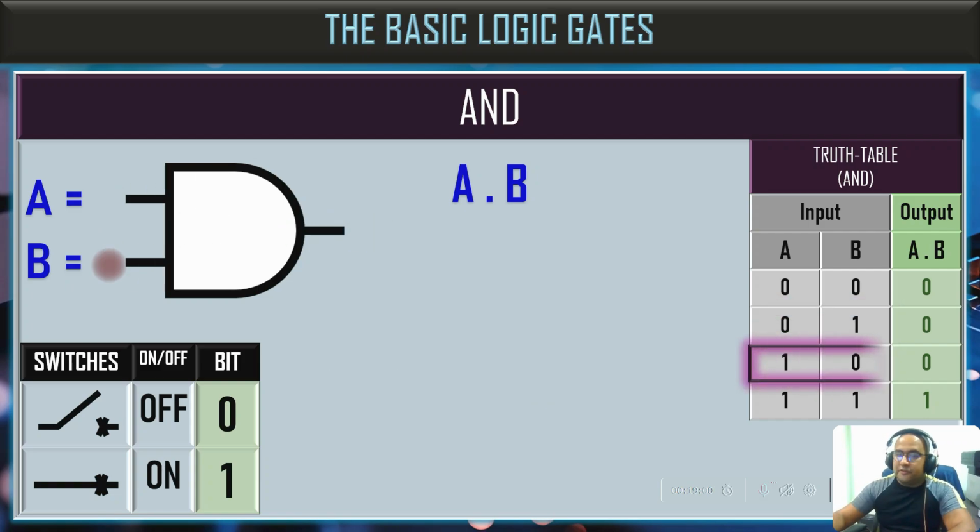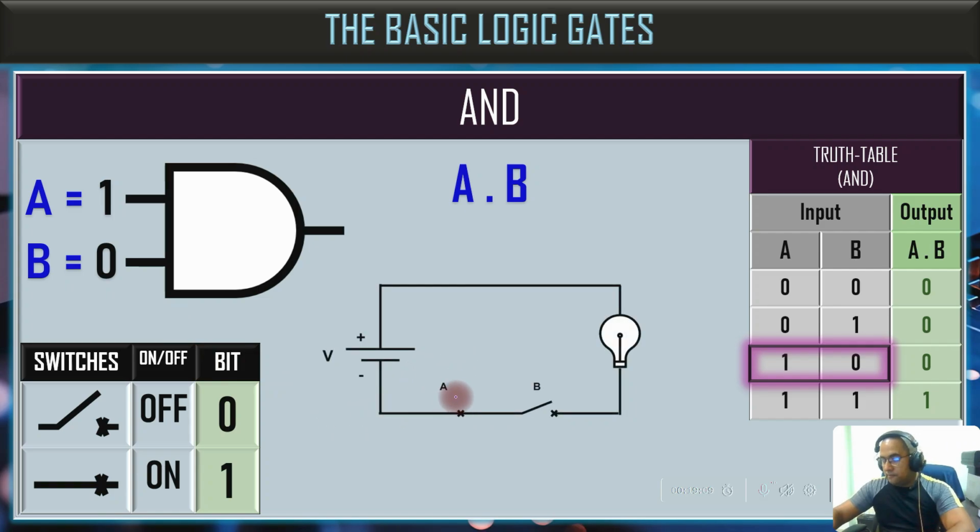Let's try the third combination, 1 and 0. Input A equals 1, input B equals 0. So switch A is on and switch B is off. I ask you, will the light bulb turn on? No, because switch B is off, so no current flows through the circuit to reach the bulb. Therefore, the output is 0. Okay? So, input combination 1 and 0 results in an output 0.